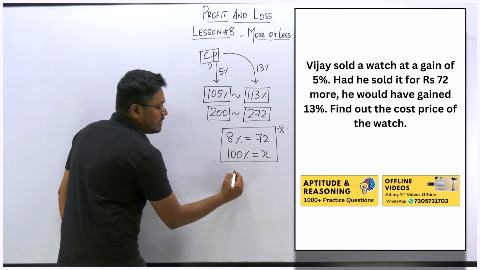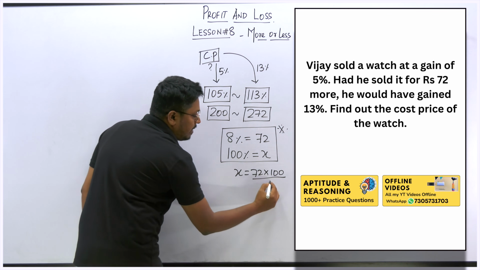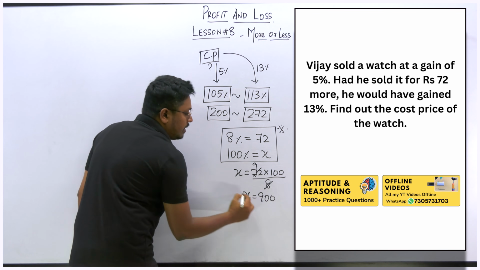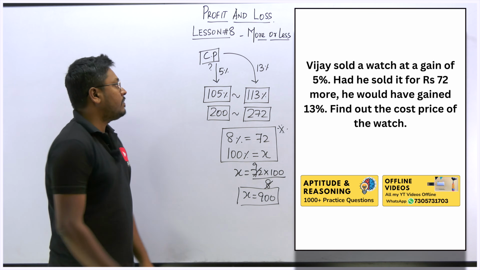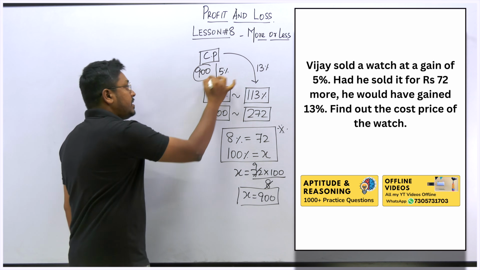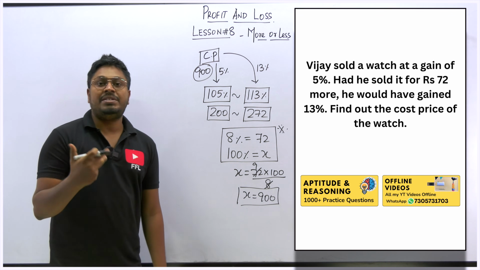So now just cross multiply it. X is equal to 72 into 100 divided by 8. 8 9s are 72, so X is equal to 900. Which means the cost price of the watch is 900. So this will be the answer for the question. In case you want to check, there is an option, right? We can also check whether we have solved the question correctly or not.